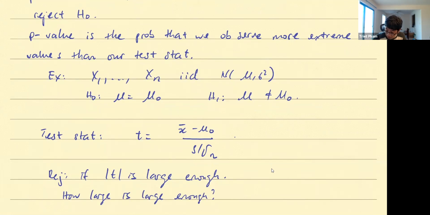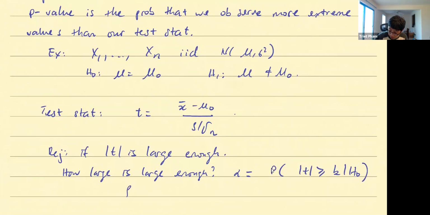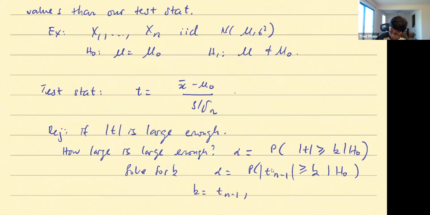Then you say, I need alpha to be the probability of t bigger than or equal to k given H naught, and solve for k. Of course, under the null, t here has a t n minus 1 distribution. Sorry, with the absolute value, that means k is my t n minus 1, alpha over 2 score. Are we okay here on how this procedure works out?